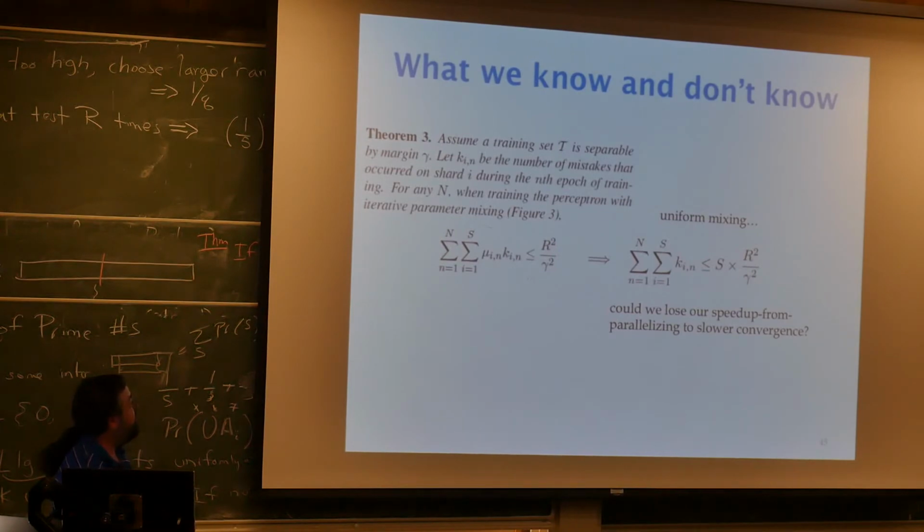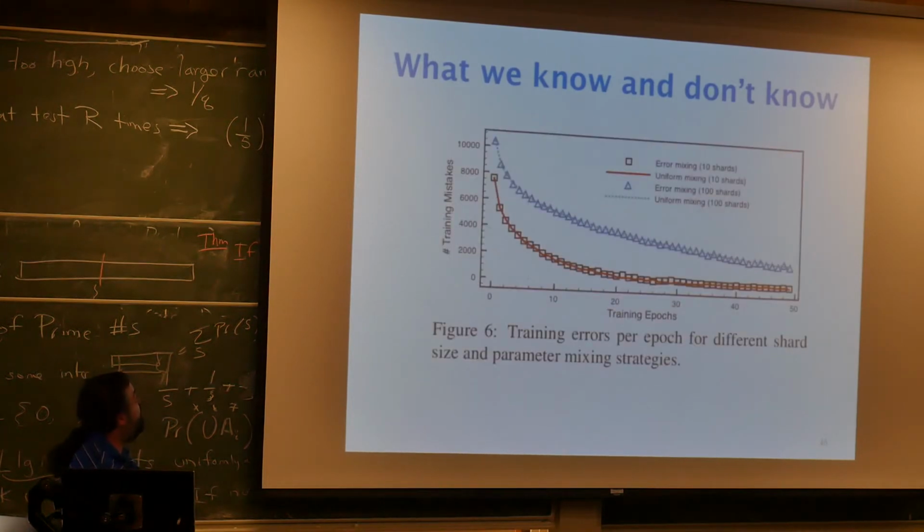So now let's go back to what this is actually saying. The question is, could we lose our speed up from parallelizing to slower convergence? Now, I showed you some nice experiments for a particular number of shards that showed you could get an improvement. Here are some experiments where they look at convergence rates. We know the best one is the iterative parameter mixing. Here's what happens when you do 10 shards, and here's what happens when you do 100 shards. Of course, when you do 100 shards, each epoch is going to be 10 times faster.